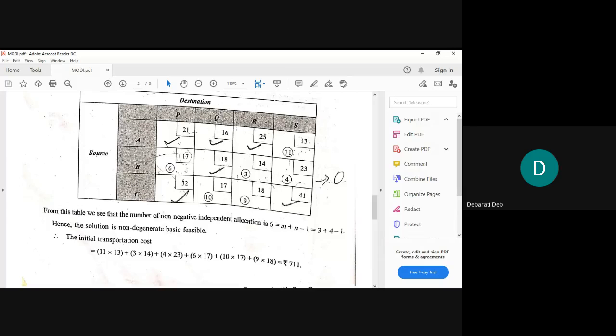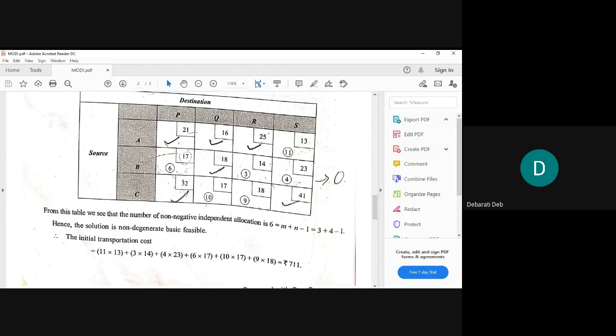What will we assume for this 18? U2 means row, and 2 means the row number. We will say u2 plus v2, where v stands for the column and the column number is 2. So u2 plus v2 equals 18. That is the function ui plus vj equals cij. Take another example, this number 14, in the second row and third column. Following that function, what will we write?